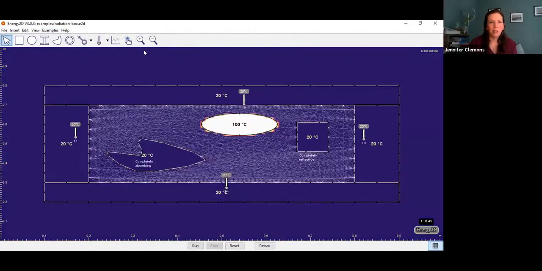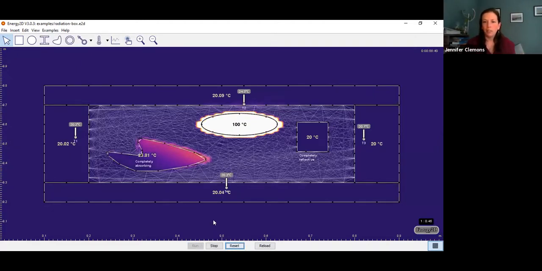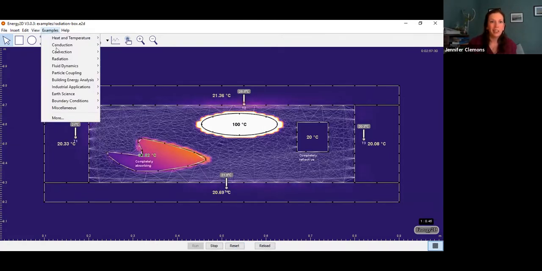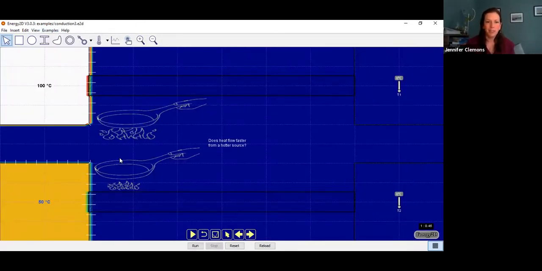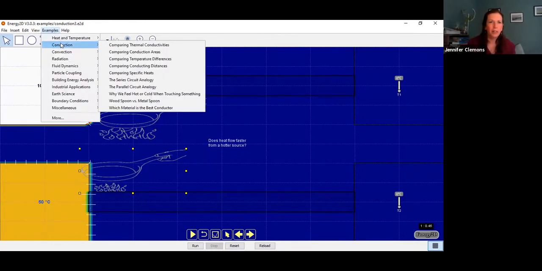Radiation in a box. So if we hit run, what's going to happen here? There's a lot of different things going on, a lot of different examples. And like I said, it's all free. A lot of this conduction and convection is hard to visualize. We know what's going on here with the wooden spoon versus a metal spoon, as an example.